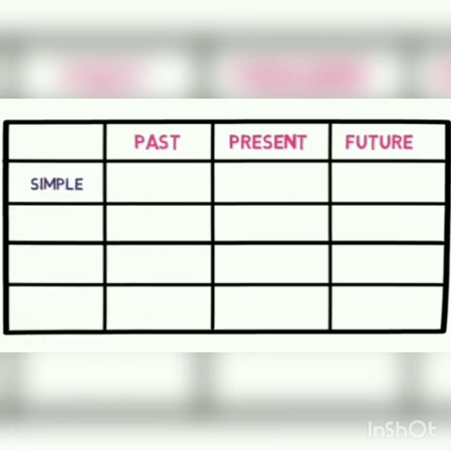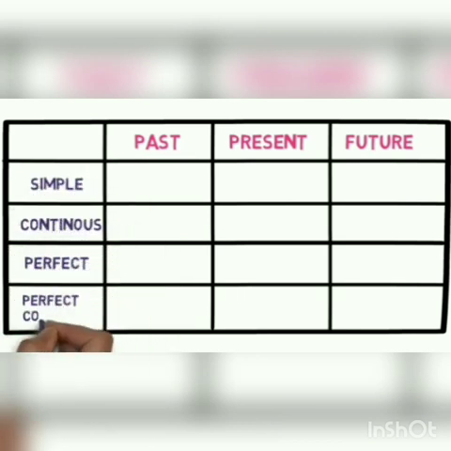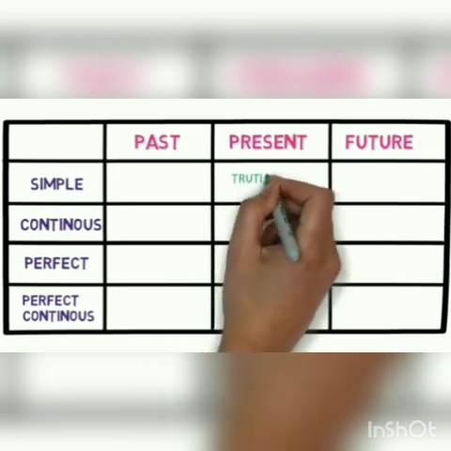Okay, so you have to write simple, continuous, perfect and perfect continuous, and then past, present and future as shown in this diagram. And now we will be writing each in the column. Okay, children, so don't forget to draw this column in your notebook. It will be so easy for you to learn it and understand it.